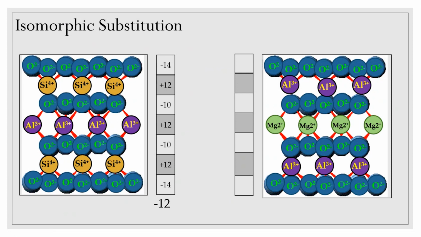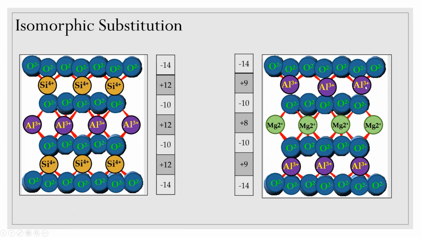Now, pause the video, do the other side, and see what the difference is. All right, so we come back. We'll look at this again. We have pretty much the same structure, right? So we know that our oxygens each have a charge of negative 2. So we have 7 oxygens on the top, negative 14.